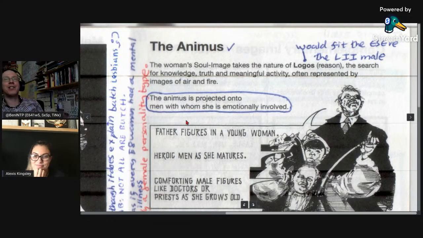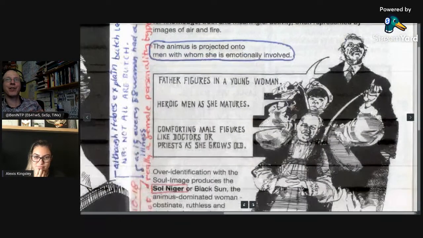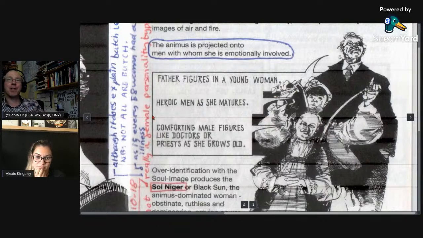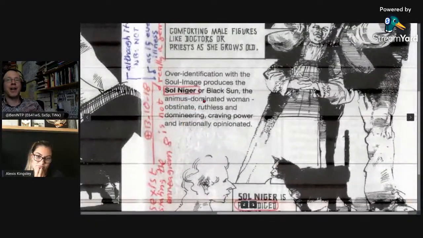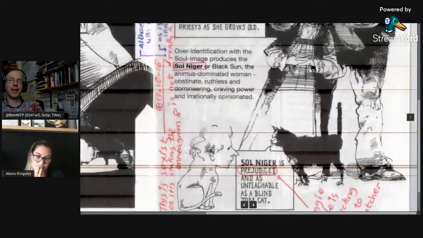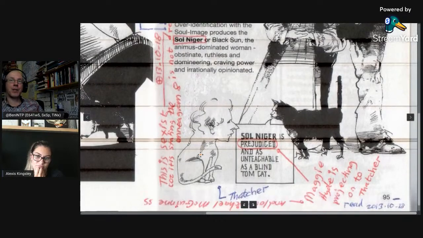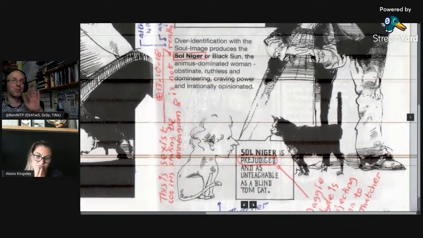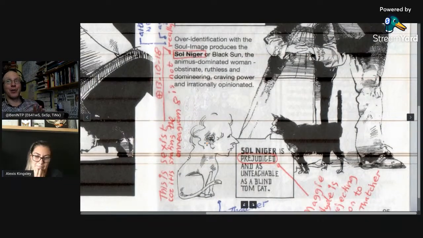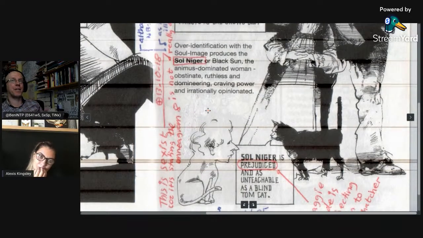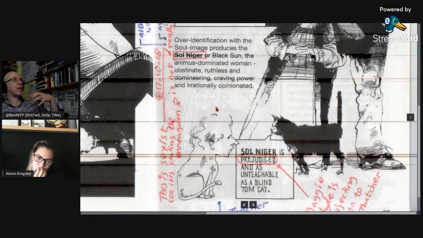So the animus is projected onto men with whom she is emotionally involved. Father figures in a young woman, heroic men as she matures, comforting male figures like doctors and priests as she grows old. Now, this is where it gets controversial. I think this is a picture of Margaret Thatcher. Now, Margaret Thatcher was ENTJ. So what we get in here is they are almost saying that an ENTJ female is an animus-dominated woman.